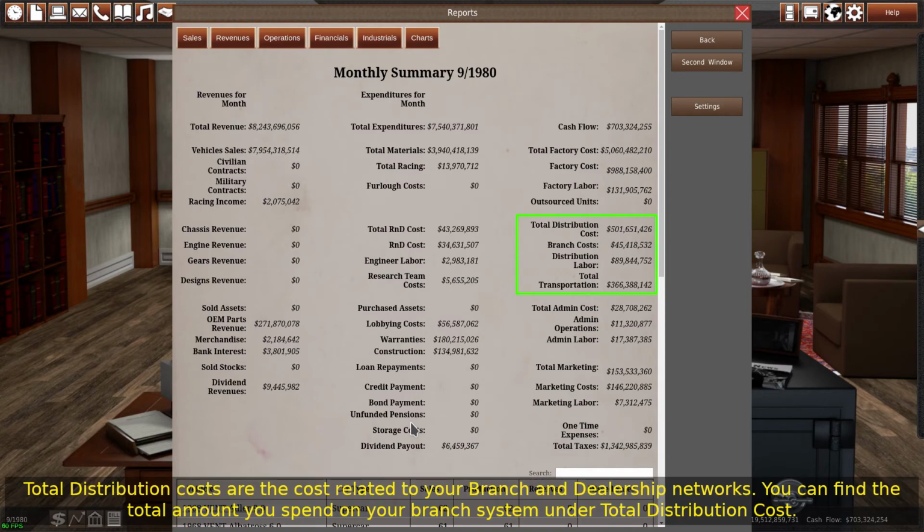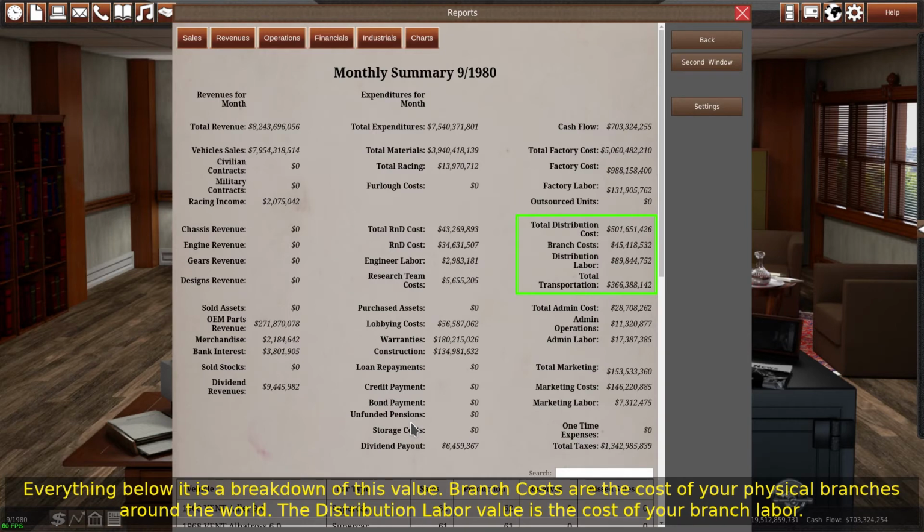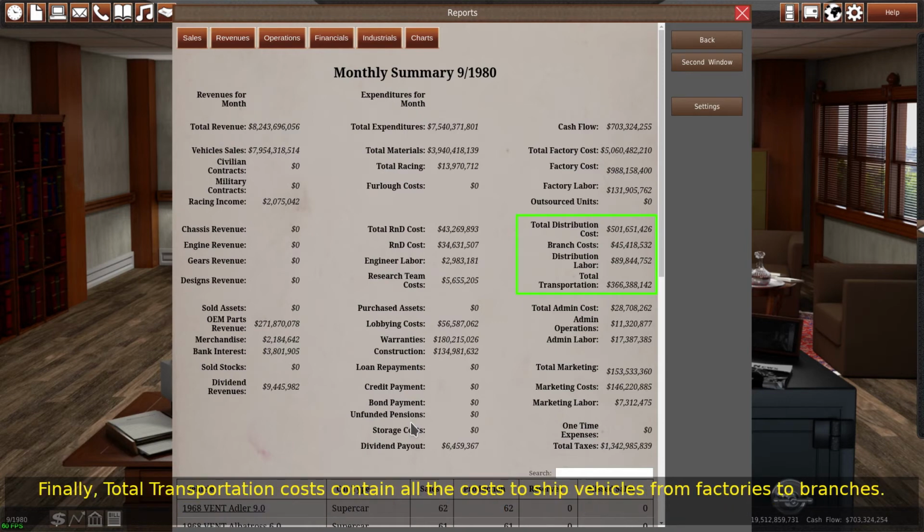Total distribution costs are the cost related to your branch and dealership networks. You can find the total amount you spend on your branch system under total distribution cost. Everything below it is a breakdown of this value. Branch costs are the cost of your physical branches around the world. The distribution labor value is the cost of your branch labor. Finally, total transportation costs contain all the costs to ship vehicles from factories to branches.